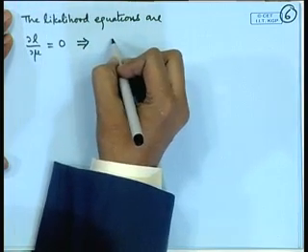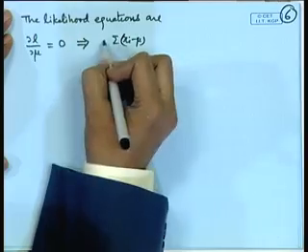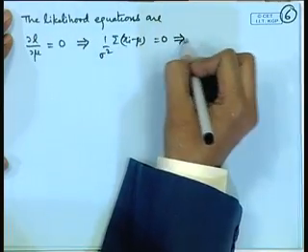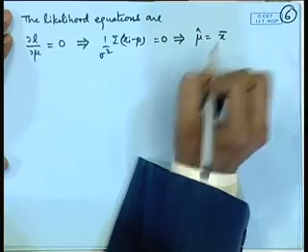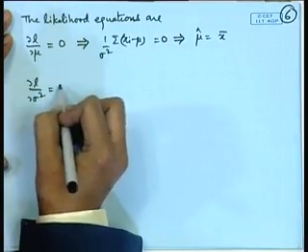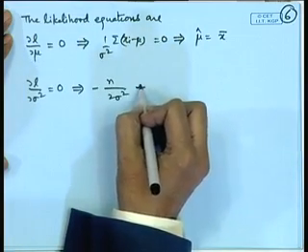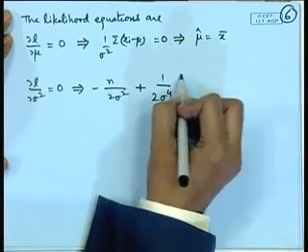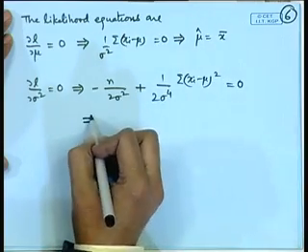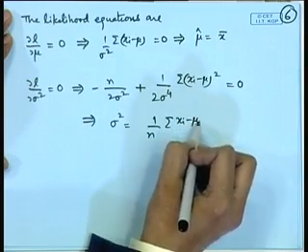That means, sigma x i minus mu by sigma square is equal to 0, which will give mu hat is equal to x bar, and del L by del sigma square is equal to 0, that gives minus n by 2 sigma square plus 1 by 2 sigma to the power 4 sigma x i minus mu square. This gives sigma square is equal to 1 by n sigma x i minus mu square.